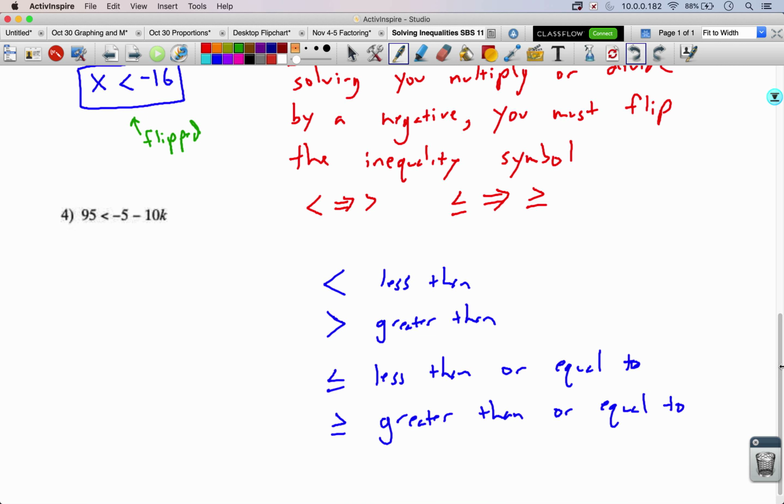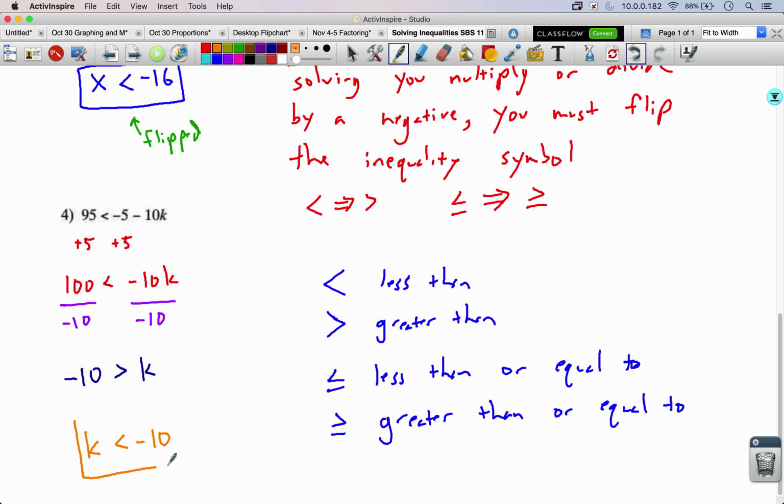All right, problem number 4. We've got multiple steps. I've got constants on both sides. Let's move this away from the variable by adding 5 to both sides. Now I've got 100 is less than negative 10k. I get rid of the negative 10 by dividing it away because it is multiplying our variable. Now I've got negative 10 is greater than or equal to k. Notice I flipped the inequality there. And I'm just about to flip it again. When I flip the whole thing around, I get k is less than negative 10. It still is opening towards the negative 10. And that's my final answer there.